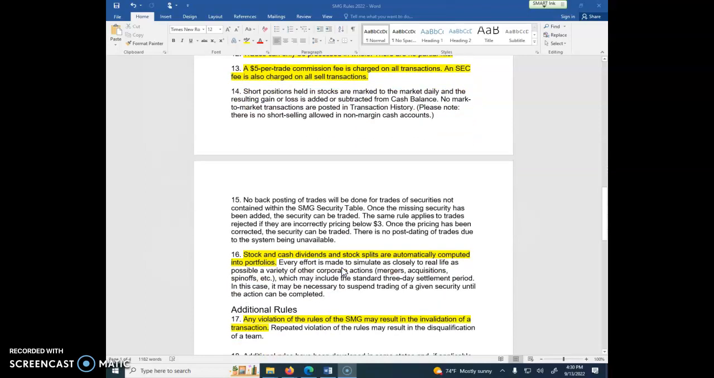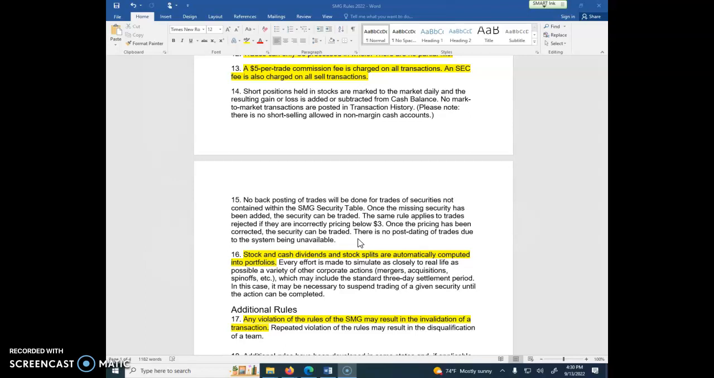Going on, number 16, stock and cash dividends in stock splits are automatically computed. What that means, we talked a little bit about dividends earlier. A dividend, of course, is a payment that a company will provide to its stockholders based on the number of shares of stock that you have. In this game, you will all receive dividends, and that's a good thing. We like dividends. It's money that's coming to you.